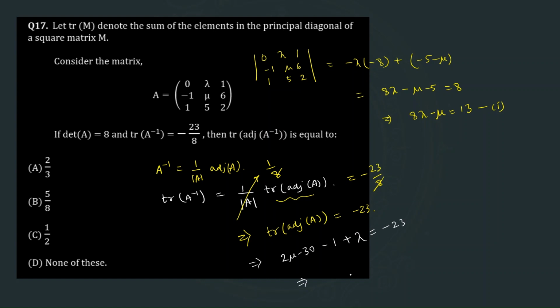That means it becomes lambda equal to 30 minus 23 plus 1, so 7 plus 1, 8 minus 2 mu. This is our second equation. Now using these two equations we have to find the value of lambda and mu. So we can find that it will be 64 minus 16 lambda minus mu, sorry, this will be mu, equal to 13. So it becomes 1 and 5 equal to 17 mu.